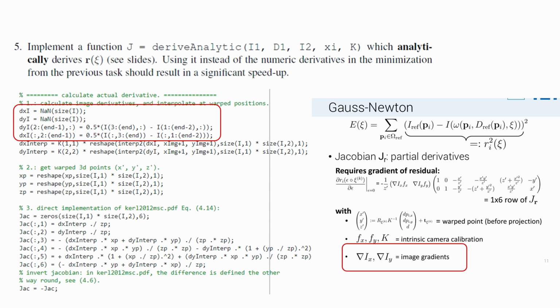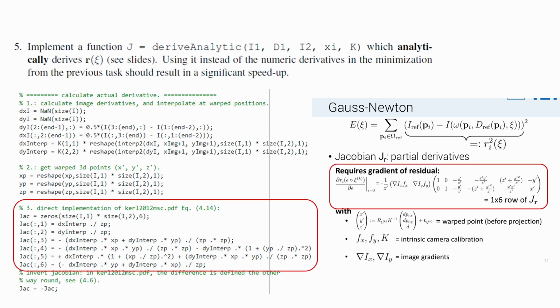In problem 5, we implement an analytic Jacobian for faster optimization. We first compute the image gradient in the x and y directions and interpolate them at the warped pixel locations.